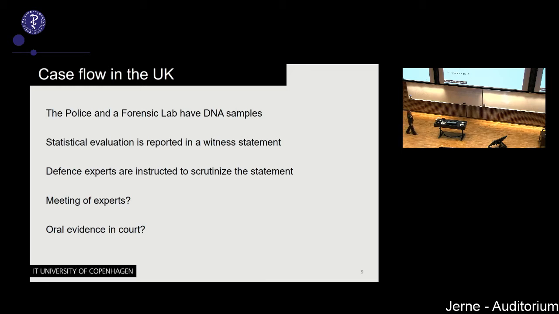It starts off with the police being at some scene, collecting some DNA samples, and then they contact a forensic science provider, at least, so this is specific to the UK. They contact a forensic science provider who will analyze the DNA, and if possible, they will run a piece of software that gives the likelihood ratio. They will put that in a witness statement as the statistical evaluation, and then that goes to some defense experts who will read the witness statement and scrutinize it.